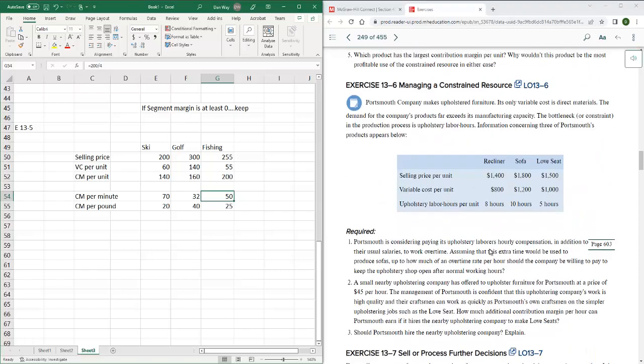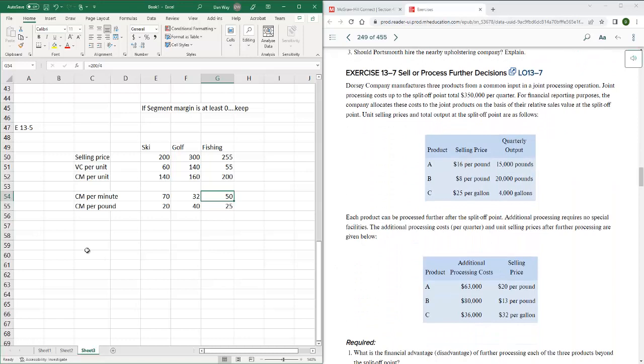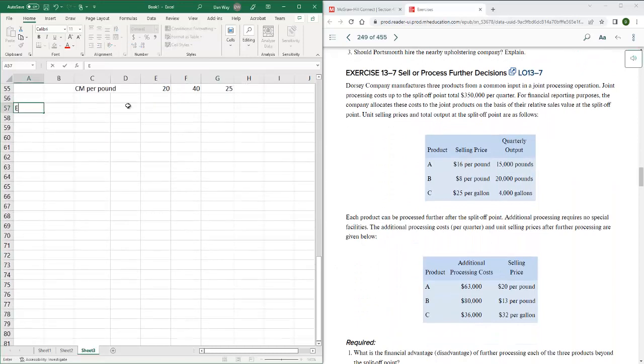All right, next up I had 13.7 in mind. We need to think about these decisions of selling or processing things further. So Dorsey Company manufactures 3 products from some common input. Joint processing costs up to the split off total $350,000 per quarter. And right off the bat, I'll point out that's a sunk cost, right? Joint processing costs up to the split off are irrelevant every time in these decisions to sell or process further.